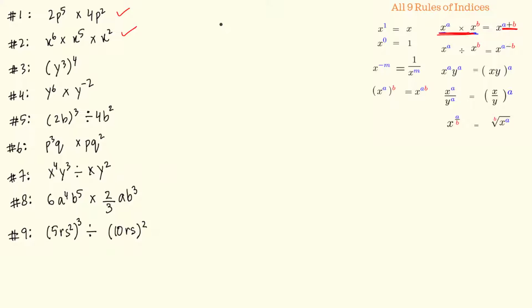Let's look at the third problem. Over here I have y to the 3 and this is whole raised to the power of 4. To evaluate this problem, I'm going to use this rule of indices, which says that when a term is raised to a power and that whole term is raised to another power, then the outside power comes inside to get multiplied with the inside power. So this 4, I'm going to bring it inside the bracket and it's going to get multiplied with the power inside, which is 3. So this becomes y to the 3 times 4. And 3 times 4 is 12, so this becomes y to the 12. This is my answer.